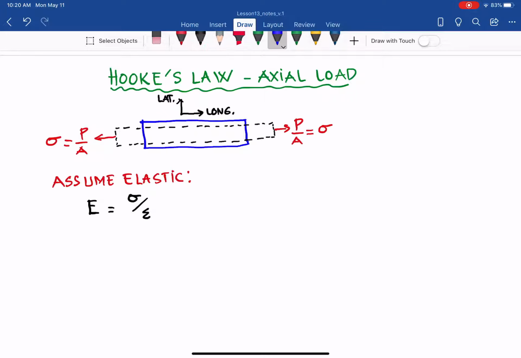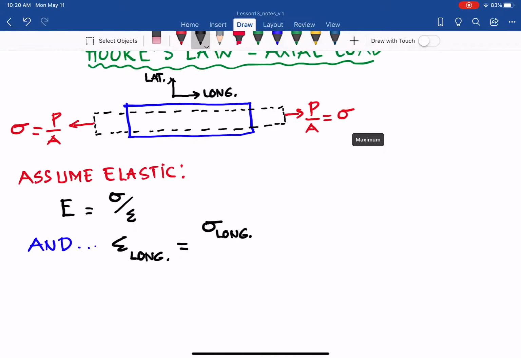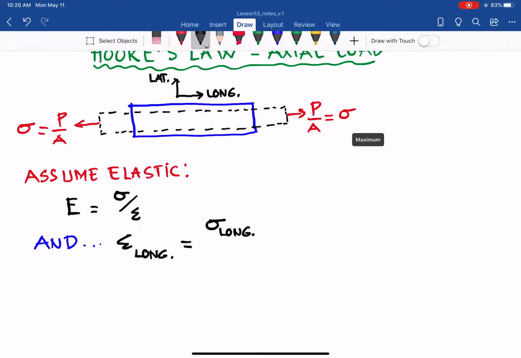And we also have epsilon longitudinal, the normal strain along the longitudinal axis, equal to sigma along the longitudinal axis, which we just saw is P over A, divided by the Young's modulus E. Basically we just flip the previous equation, E equal to sigma over epsilon.